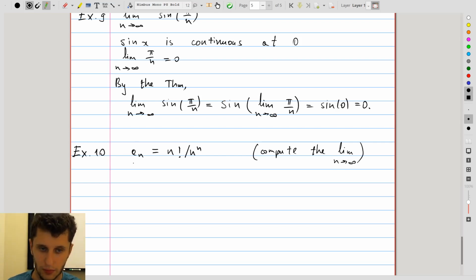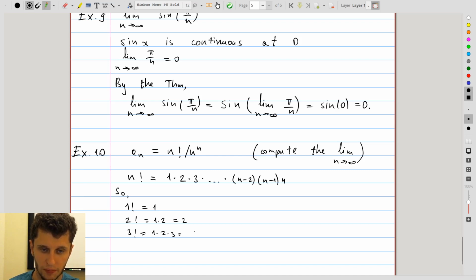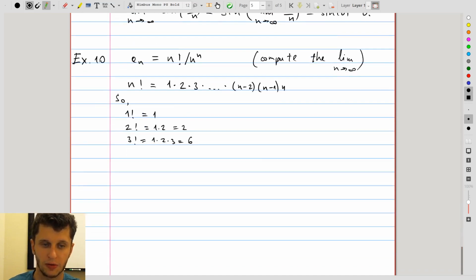Okay, so what we want to recall is what is n factorial? How is this function defined? So for a positive integer n, n factorial is the product of all positive integers starting from 1 all the way up to n itself. For example, 1 factorial is 1, 2 factorial is 1 times 2, 3 factorial is 1 times 2 times 3, and so on. So for any positive integer, factorial is the product of all positive integers up to this number itself. So we can continue this sequence.